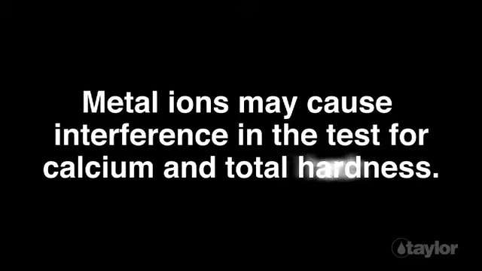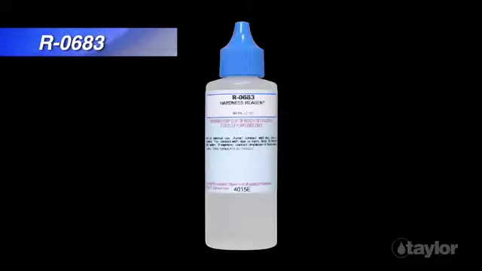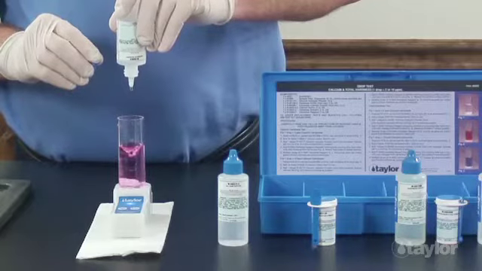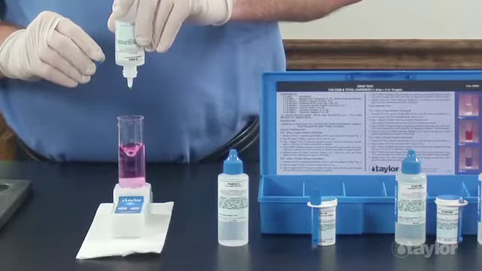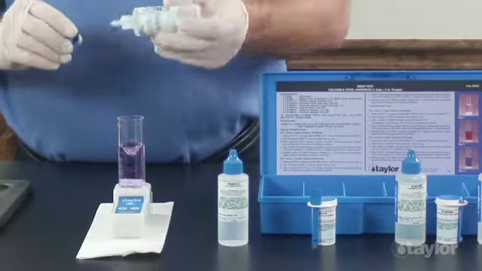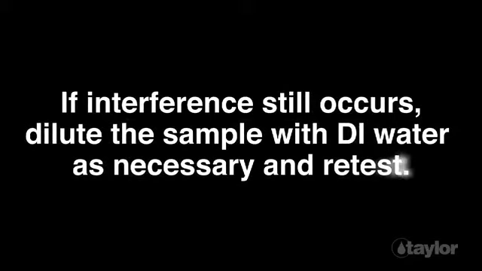Metal ions may cause interference in the test for calcium and total hardness. If your sample reaches a blue endpoint, but then slowly reverts to red, this is an indication that metals are present. To prevent this interference, add 2 or 3 drops of hardness reagent, which contains EDTA, to your sample before adding the buffer and indicator. Then, test as normal, making sure to add the drops of titrant added initially to the total required to reach the endpoint. If interference still occurs, dilute the sample with DI water as necessary and retest.